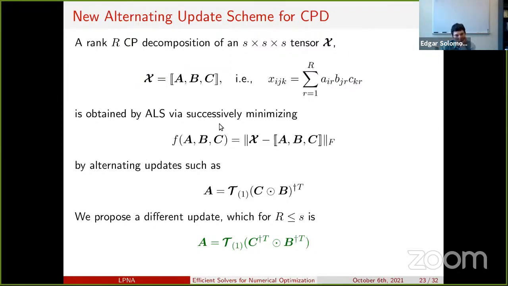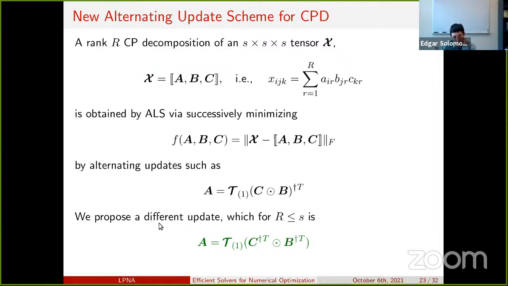If we look at the CP decomposition and the alternating least squares scheme, so here above, this is the form we'll use to denote a CP decomposition, and this is the element-wise equations that define it. What ALS does is it successively minimizes the residual error by finding the best choice of A, B, and C. And we can write that as the following update. The linear equations are given by the Khatri-Rao product of C and B, and so what we want to apply to T is their pseudo-inverse.